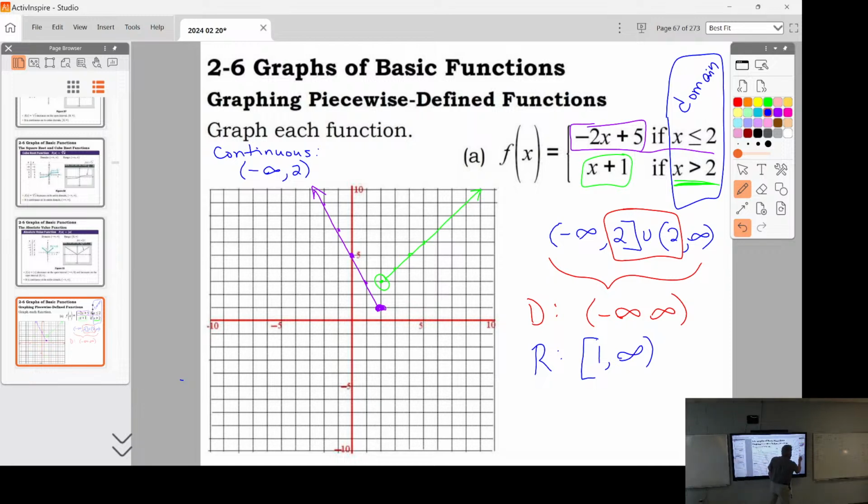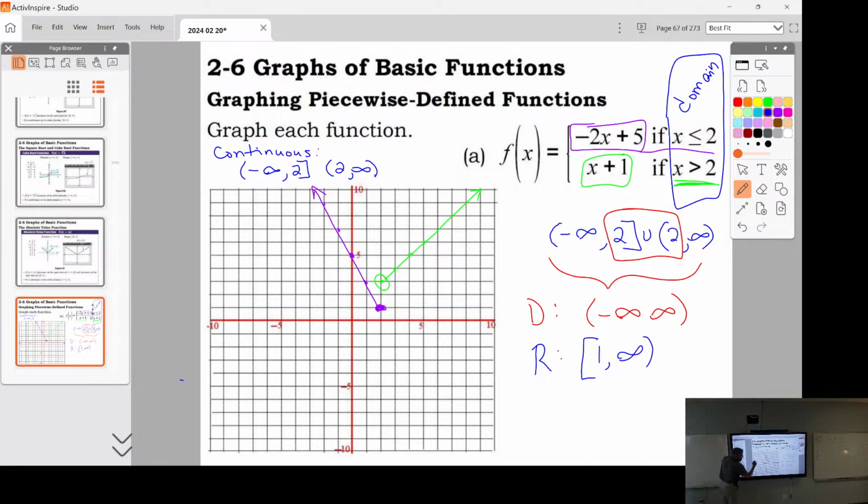Hold on a second. That parenthesis was wrong. We're talking about continuity. It goes exactly to 2. Where else is it continuous? From 2 to infinity. Continuity. From the left side, it goes all the way to 2. And then it jumps. The instant it passes 2, it jumps up and continues to be continuous.